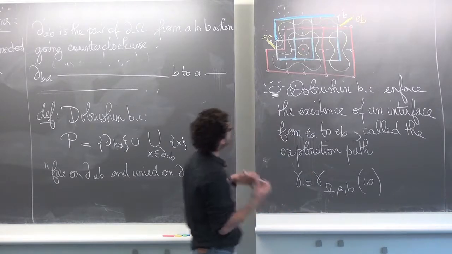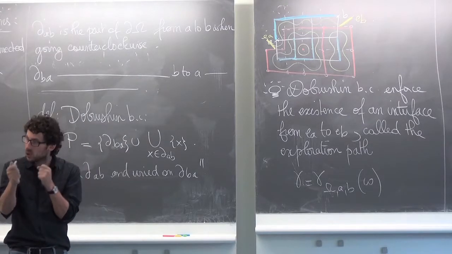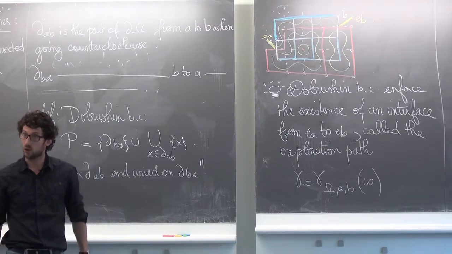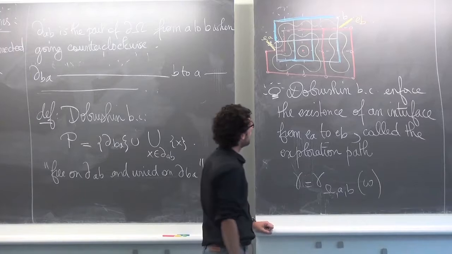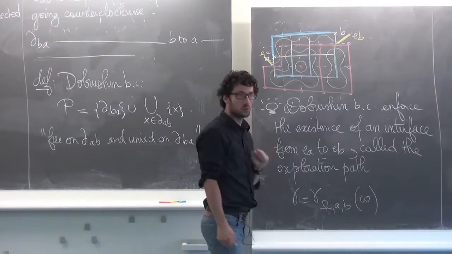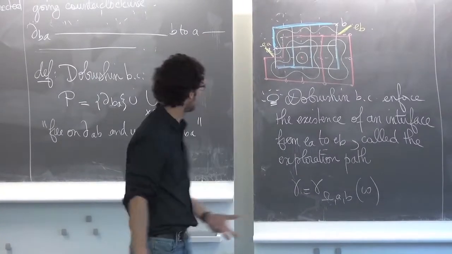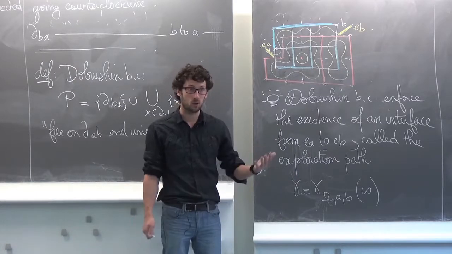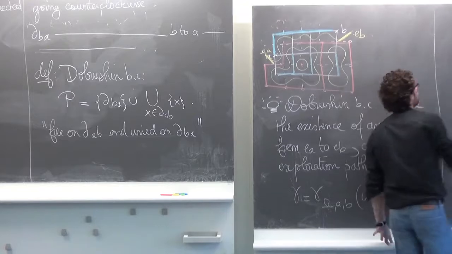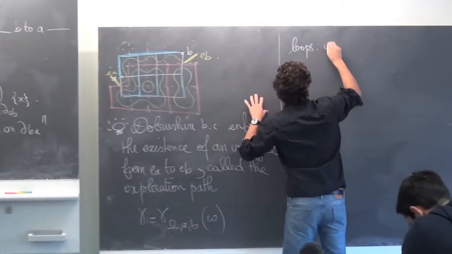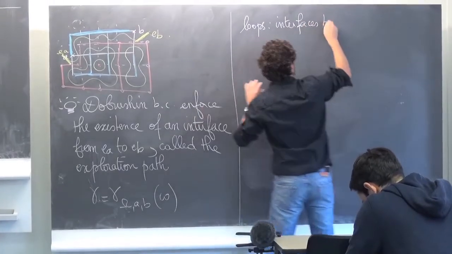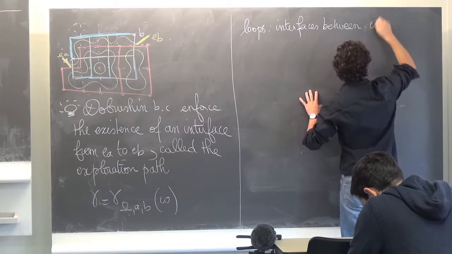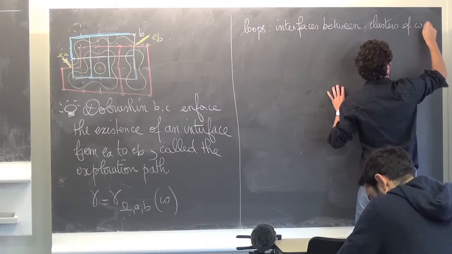So this is very good because we exactly isolated one special interface, one special curve, and we are going to be able to study the geometry of this curve. Okay? How do you interpret the loops in this configuration? Well, the loops are the interfaces between the primal clusters and the dual clusters. So the loops are interfaces between clusters of omega and omega star.